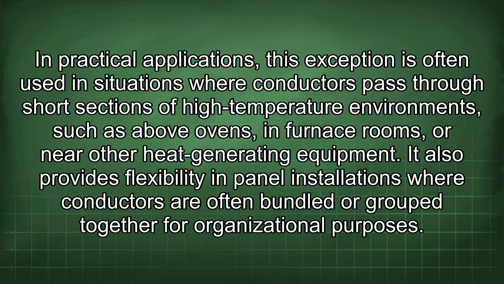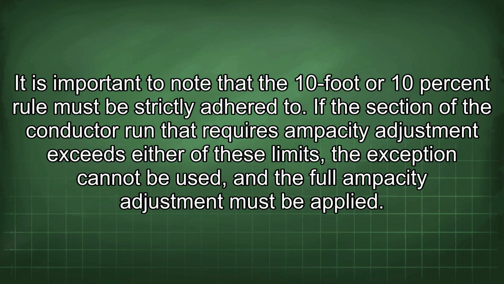In practical applications, this exception is often used in situations where conductors pass through short sections of high-temperature environments such as above ovens, in furnace rooms, or near other heat-generating equipment. It also provides flexibility in panel installations where conductors are often bundled or grouped together for organizational purposes. It is important to note that the 10-foot or 10% rule must be strictly adhered to. If the section of the conductor run that requires ampacity adjustment exceeds either of these limits, the exception cannot be used and the full ampacity adjustment must be applied.